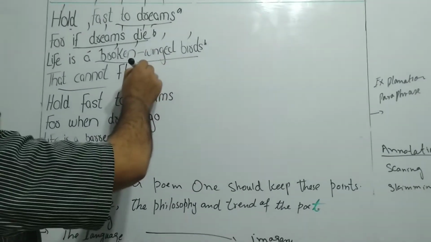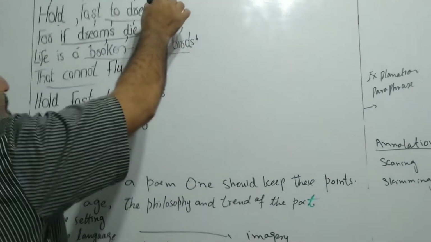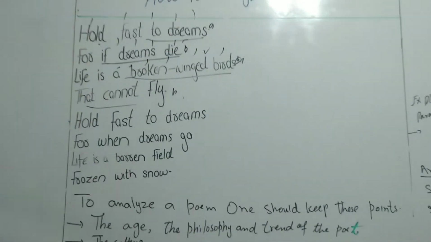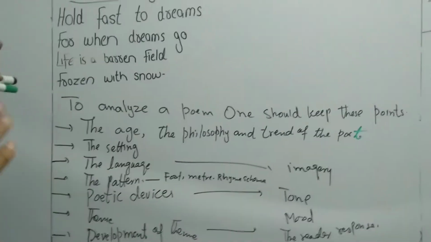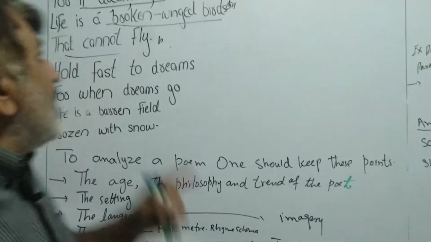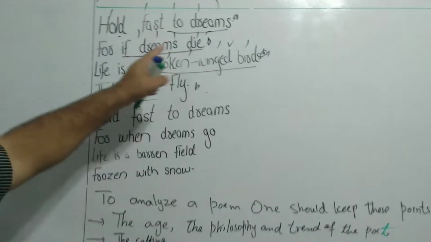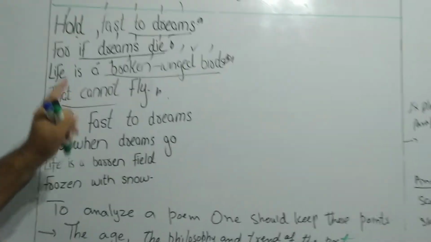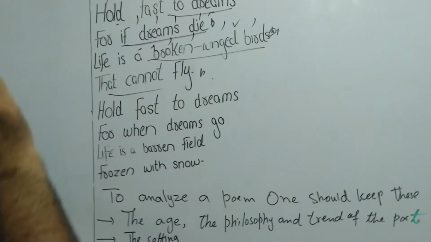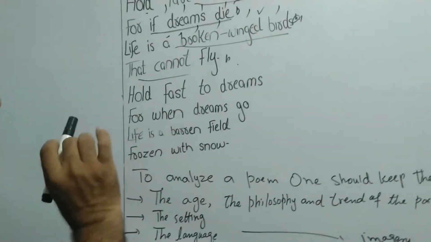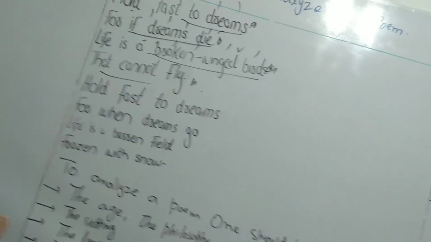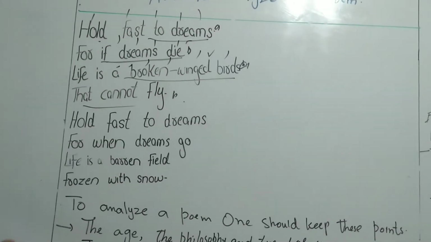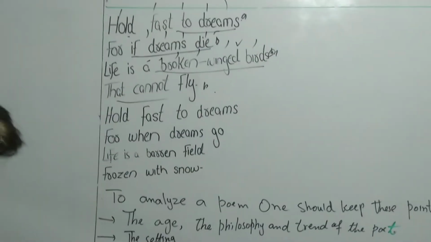This one is clear. So this one is A, B, and then A and then B. So this is the rhyme scheme. The development of theme is cause and effect. Cause and effect is here because if you hold fast to dreams and the dream dies, life is a broken-winged bird that can't fly. So that is very important. Try to understand the core of the poem. It seems to be short, but it's difficult, totally metaphorical. So this is very important.